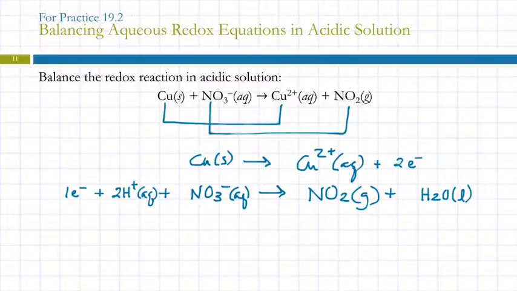Now we need to make sure that we have the same number of electrons being transferred. This one, we've got 2 electrons being lost. This one, we have 1 electron being gained. It has to be 2. We make it 2 by multiplying all the coefficients by 2. So I'm going to make that 2 electrons, 4 hydrogen ions, 2 nitrate ions, 2 nitrogen dioxide molecules, and 2 water molecules. Still balanced for charge, still balanced for mass.